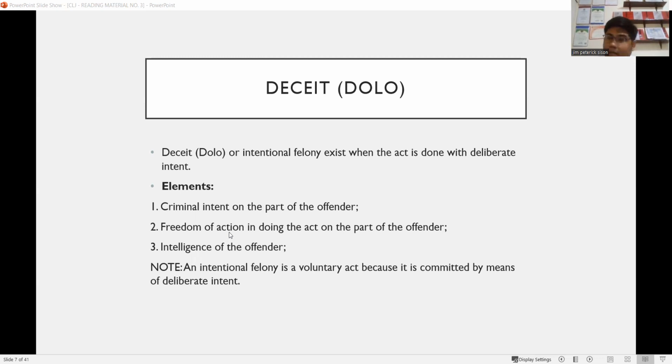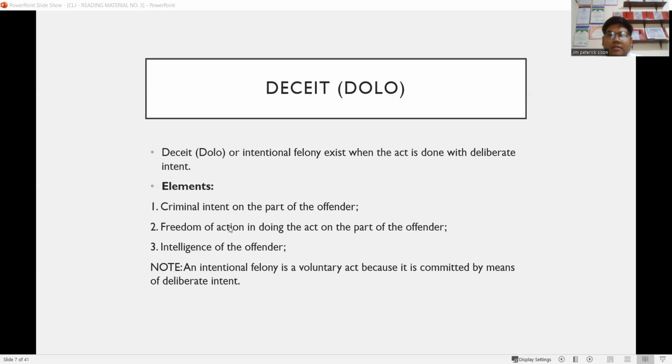So we have here three elements for it to be considered as deceit or dolo or intentional felony. Number one, there should be criminal intent on the part of the offender. Criminal intent, intent to kill, intent to gain. Okay, freedom of action in doing the act on the part of the offender. He has free will to do the act. He has freedom of action. Wala ni sugo niya. Wala ni pugos niya to commit the crime. Freedom. He is free to perform an act.